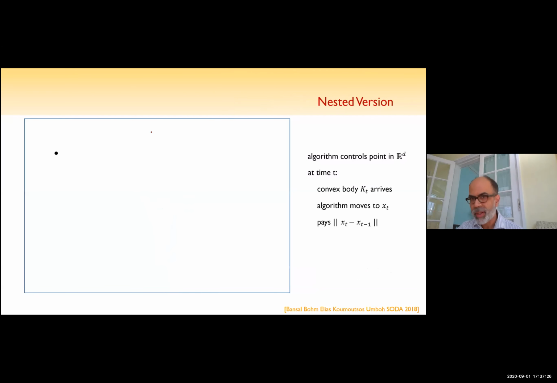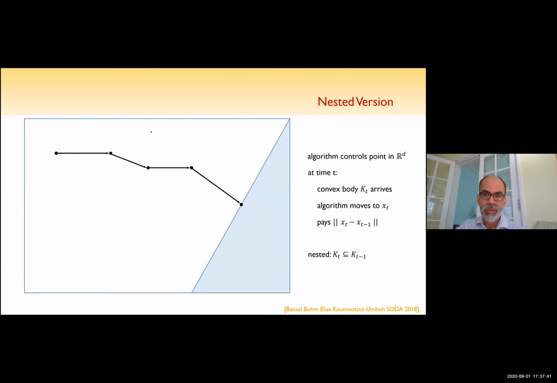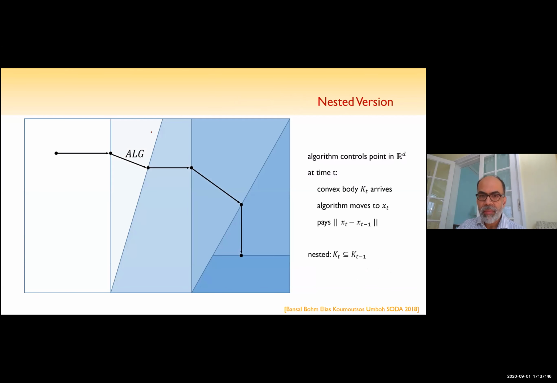The problem comes in many variants, and I'll just mention two to get us started. The first variant is the nested one, where the bodies are nested: the second body is contained in the first one, the third in the second, and so on. In this case, one observation you can make immediately is that the right thing to do is to move from the original point to its closest point in the final body. You just project the original point onto the final body, and that's the right solution.